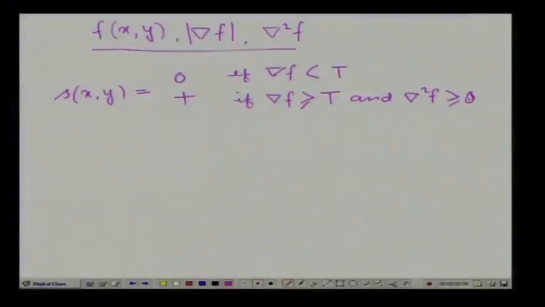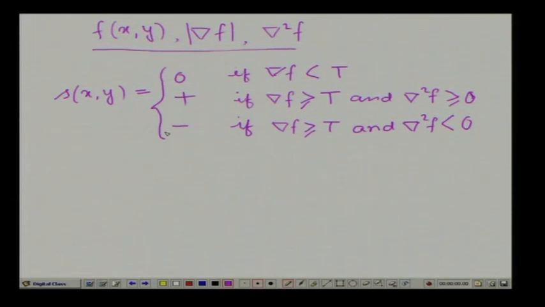That means, in this particular case, since we are assuming that we have dark objects against a background, this is a point on the object side, or an object point near the object and edge boundary. We will put S(x,y) equal to negative if it is an edge point or a point near the edge, for which again del of f will be greater than or equal to t, and the Laplacian, that is del square f, will be less than 0.